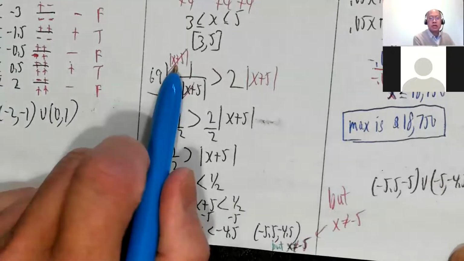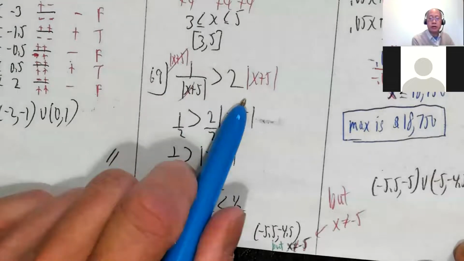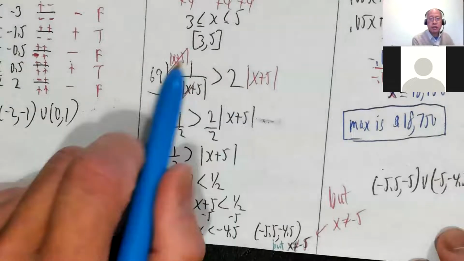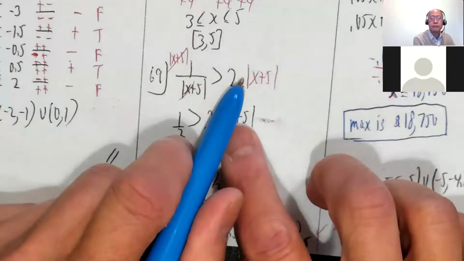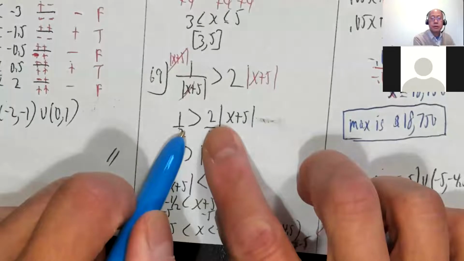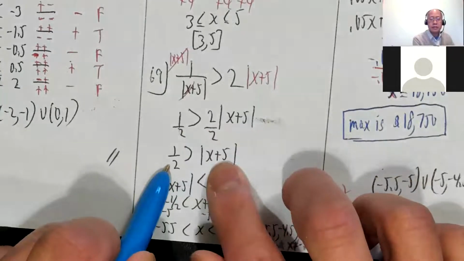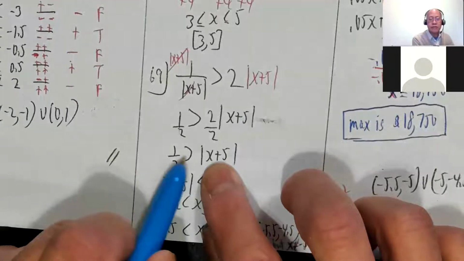Now I'm going to multiply both sides by the absolute value of x plus 5, which is a non-negative quantity, so I don't have to worry about changing signs. Okay, so that's just going to cancel out. 1 greater than 2 absolute value of x plus 5. Divide both sides by 2. And now it looks like this. Okay, so that's the way I want it. 1/2 is greater than absolute value of x plus 5.